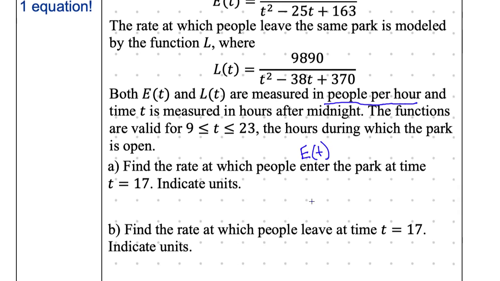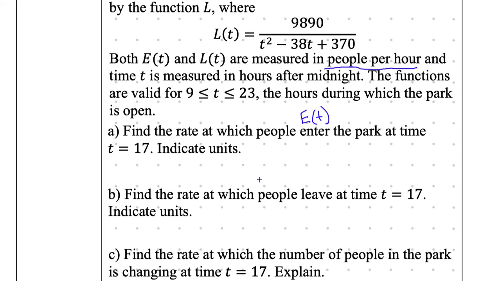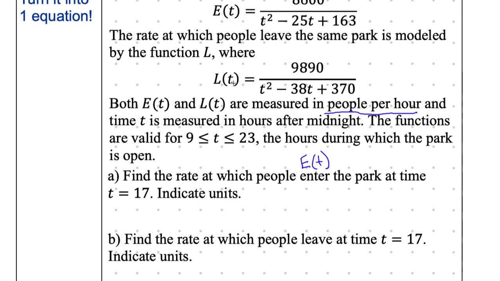If it's talking about the overall rate, if it says the number of people in the park, that's talking about both of them. If it's only talking about entering or leaving, then it's only talking about E of t or L of t. Okay, next. Do we need to take the derivative of this at all? Yes.